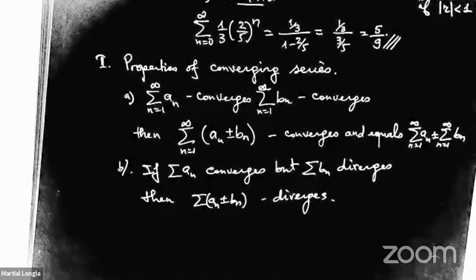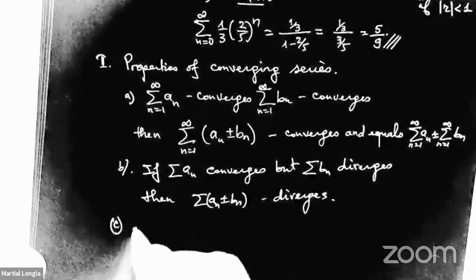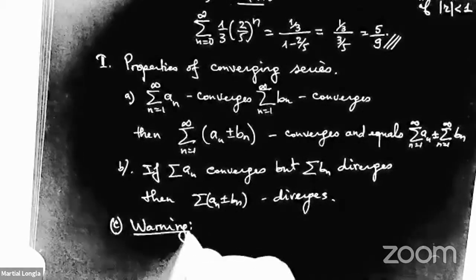But if both of them are divergent, then you don't know, because the sum might be convergent, okay? Because the things that make them diverge can cancel each other when you add them. Does that make sense? So let's say, for example, a warning, right? Never try that. Some people try that sometimes.